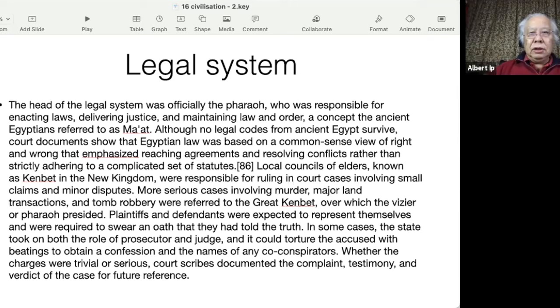Although no legal codes from ancient Egypt survived, court documents show that Egyptian law was based on a common sense view of right and wrong that emphasized reaching agreements and resolving conflicts rather than strictly adhering to a complicated set of statutes. I think that is a good thing.